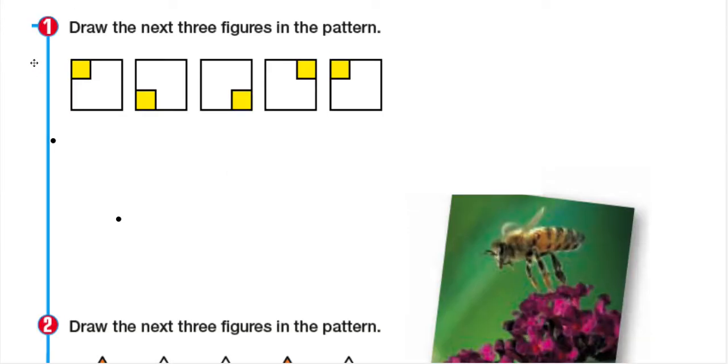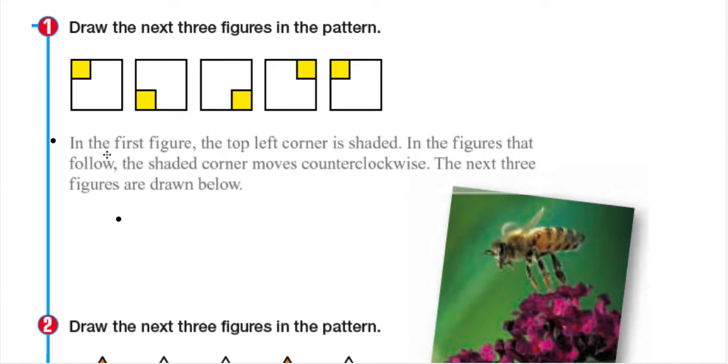We want to learn. Let's take a look at example number 1. Draw the next 3 figures in the pattern. If you notice, in the first figure, the top left corner is shaded, and then in the figures that follow, the shaded corner moves counterclockwise. So it moves something like this. From that side, it moves this way.